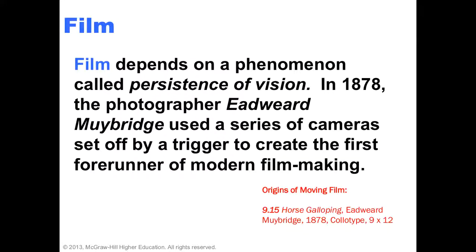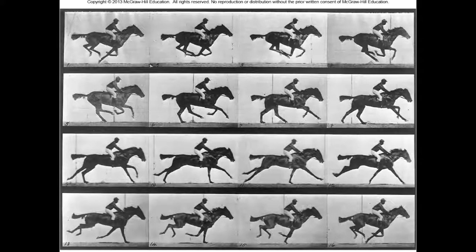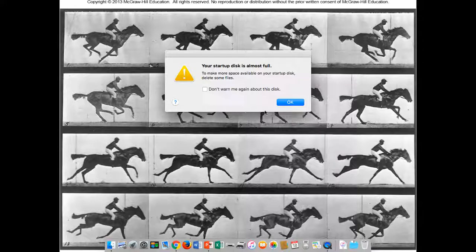Film. Okay, here we go. Film is a really big shift, and moving film, the origins are the horse galloping, and it's kind of hard to explain how this happened, but there was a bet to see if a horse actually ever had all four legs off the ground. I kind of feel like you could have seen that without doing this trick, but if this hadn't happened, we wouldn't have film as we know it.